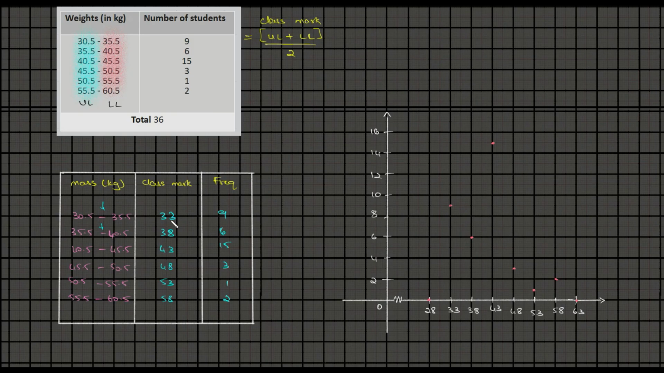So what did I do? Before this, the class mark is 28. I took frequency 0, meaning there are no students. At 63, there are no students. I marked that as well. So once you do this, you need to join them, starting with 0.